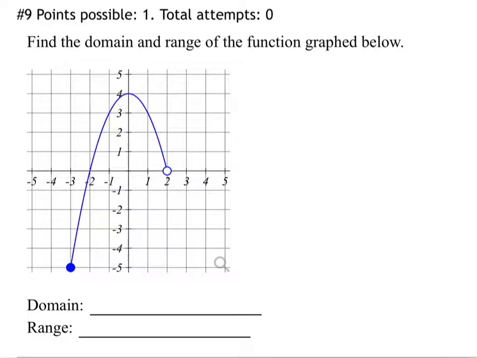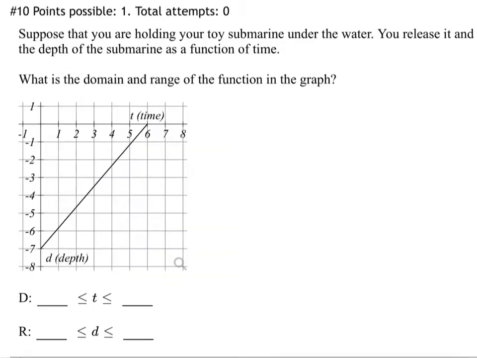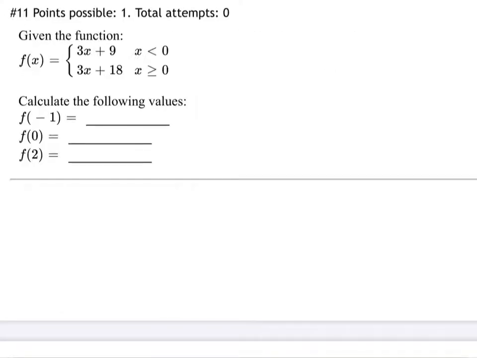It's going to be more of the same. I'm going to move on to the hardest ones. 10, suppose you're holding your toy submarine, whatever. They want domain and range. Same thing. I'm going to move on. All right, here's where I wanted to get to. So number 11. This is where it's new.